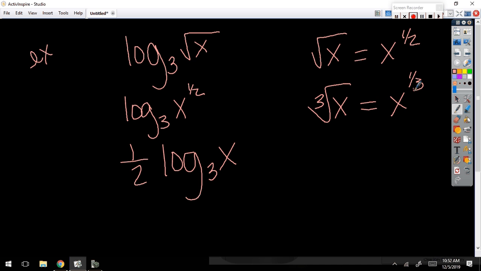Is A in this? A would be x. So if we were to set 1/2 of log 3, then what would it be? 1/2 of log 3, that would just be 1/2.